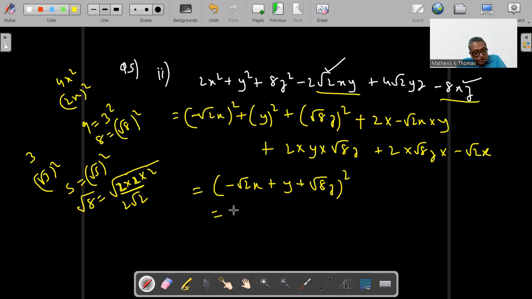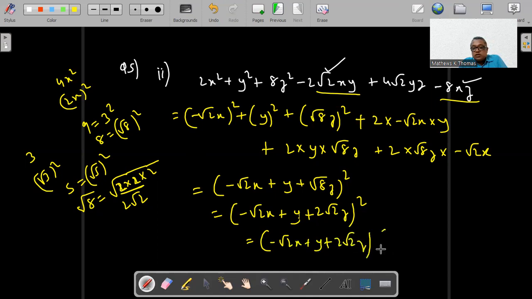That means you will have to write the answer here as minus root 2x plus y plus 2 root 2z whole square. Or we can write this twice: minus root 2x plus y plus 2 root 2z into minus root 2x plus y plus 2 root 2z. So this will be the answer to the second part. You can mark this as important because this is slightly different. So this is question number 4 and 5. In the next video, I'll be explaining the next few questions.